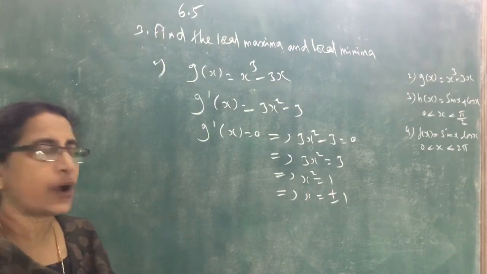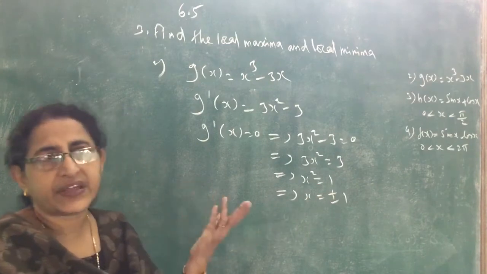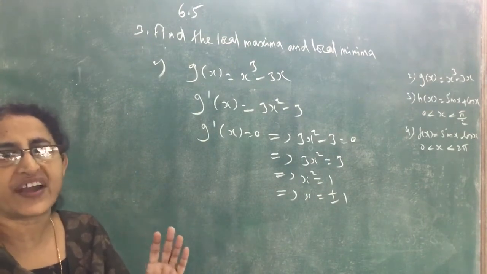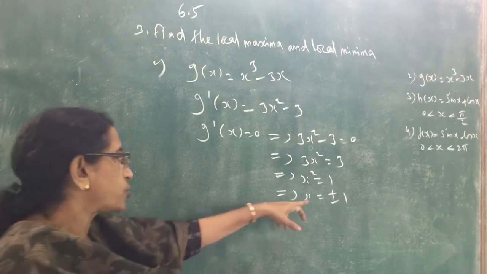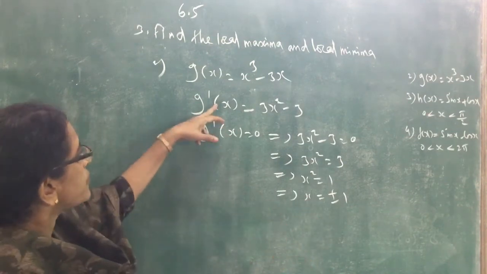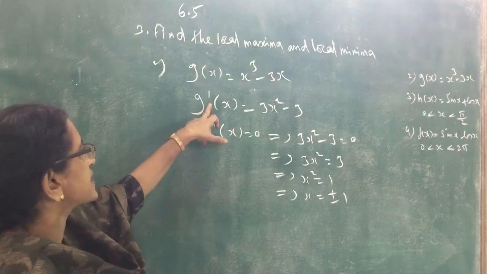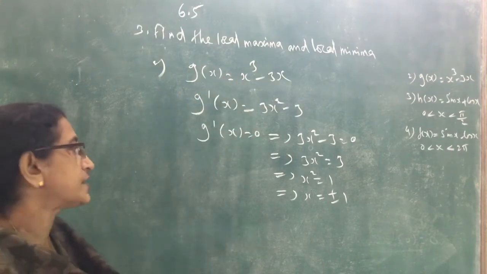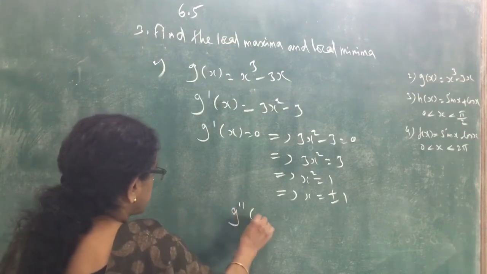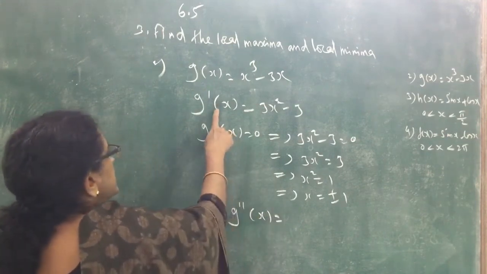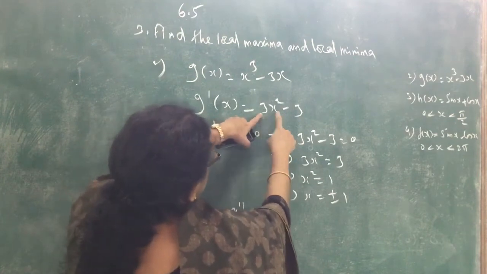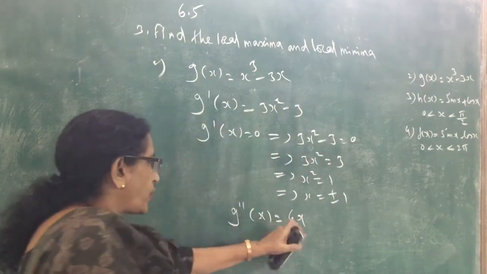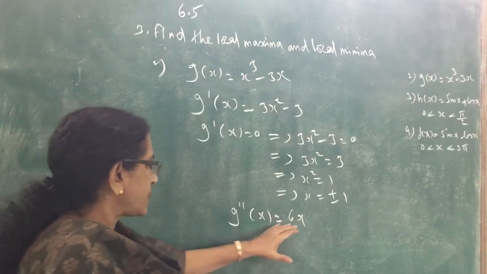Now we have to find out whether plus 1 and minus 1 are points of local maxima or local minima. For that we have to find the second derivative, and substitute these points one by one. So first we find g double dash x from the first derivative. The derivative of 3x square is 6x, and the derivative of minus 3 is 0. So the second derivative equals 6x.